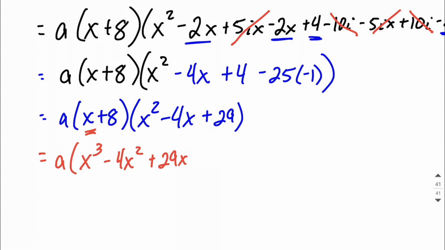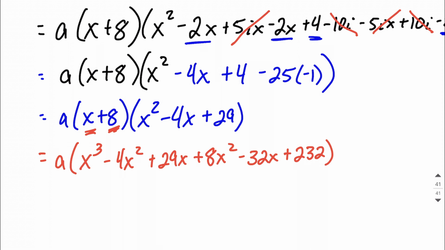All right, moving on to this positive 8 gets distributed. That positive 8 is going to give us 8 times x squared is 8x squared. 8 times negative 4x is negative 32x. And 8 times 29, break out the calculators on this one, right, is positive 232.